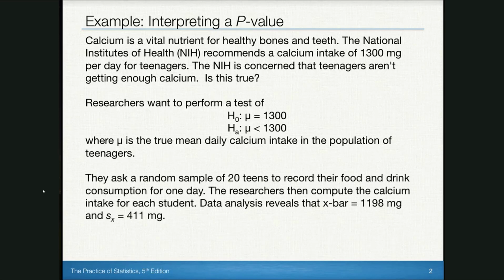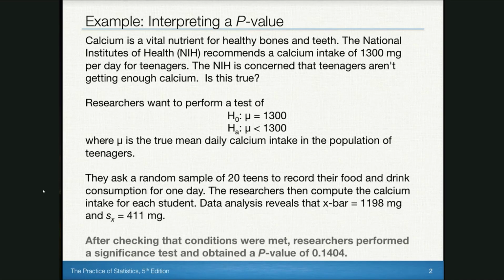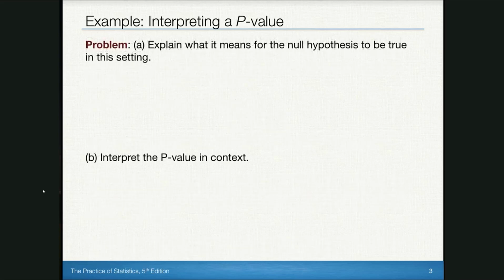Suppose they ask a random sample of 20 teens to record their food and drink consumption for 1 day. The researchers then compute the calcium intake for each student. Data analysis reveals that x bar, the sample mean, is 1,198 milligrams, and the sample standard deviation is 411 milligrams. Now, after checking that the conditions were met, researchers performed a significance test and they obtained a p-value of 0.1404. So in this problem, we want to explain what it means for the null hypothesis to be true, and we also want to interpret the p-value in context.